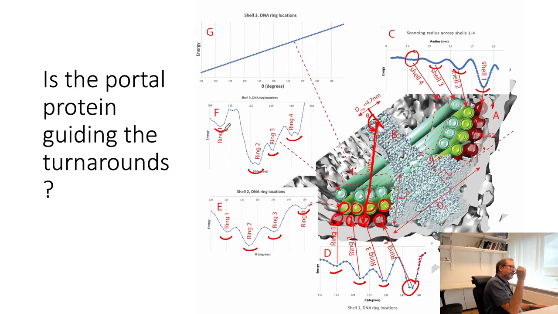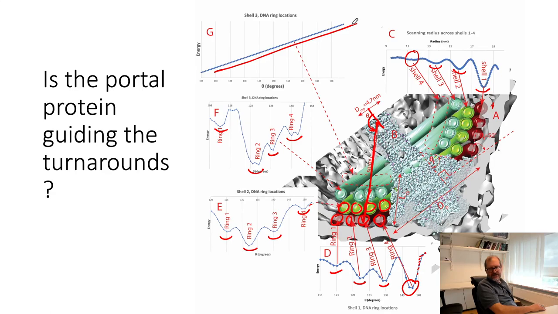Lastly, we get to shell four. And here, look what happens. Do you see any minima at all? No, right? There's just basically no minima. But I would argue that the DNA is most likely there again. And the reasons are that it's just too perfect in every other way for it to be anything other than an additional shell of DNA.